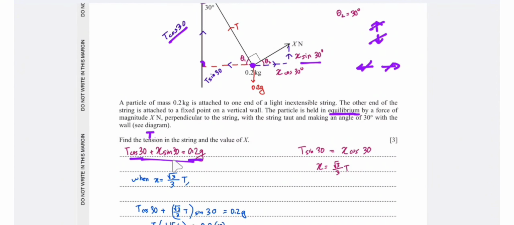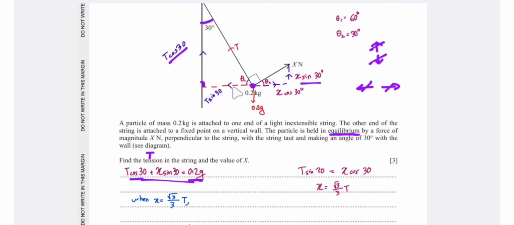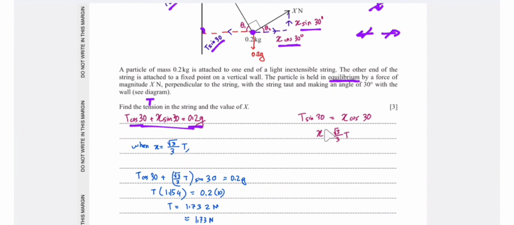So we equate up is equal to down, then left is equal to right, that means the force on the left is equal to the force on the right. So x cos 30 is equal to T sin 30. We equate this and express x in terms of T.